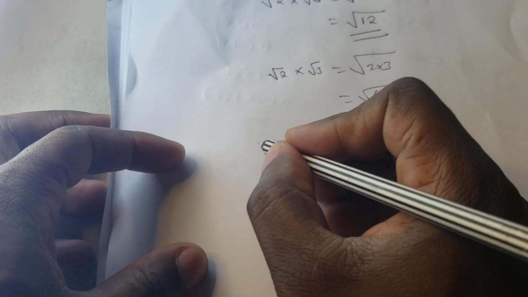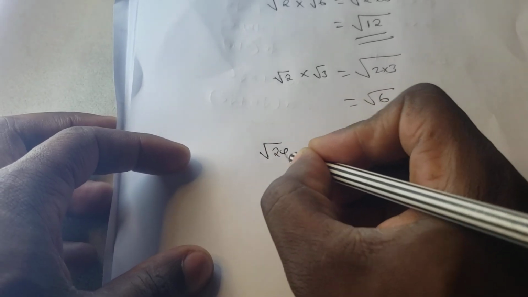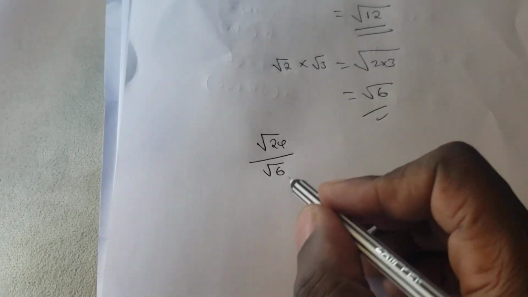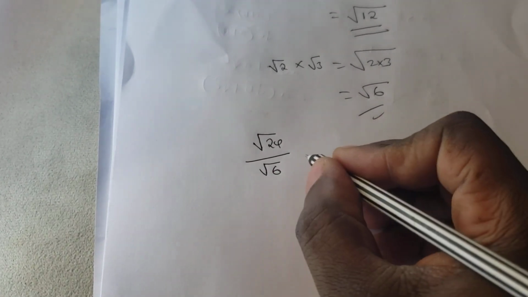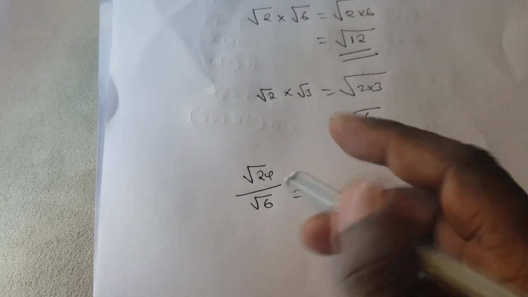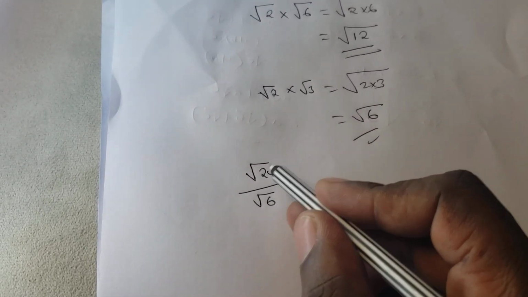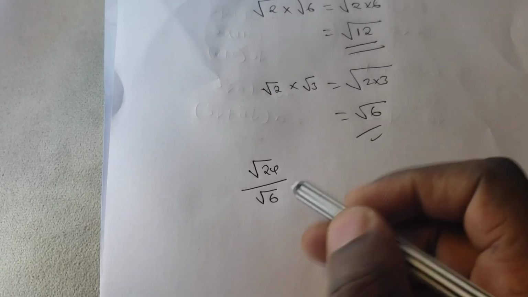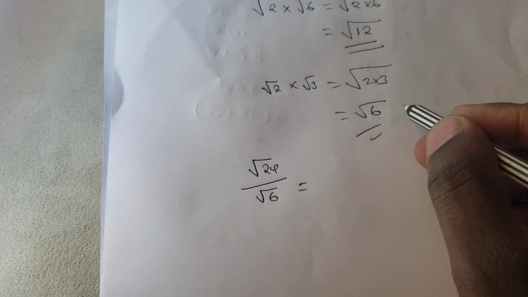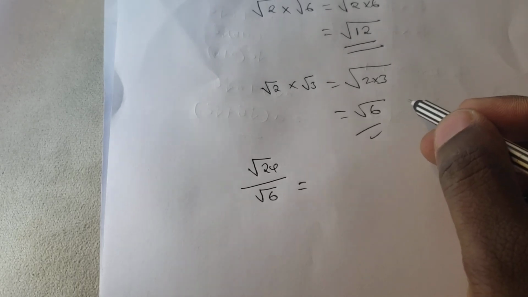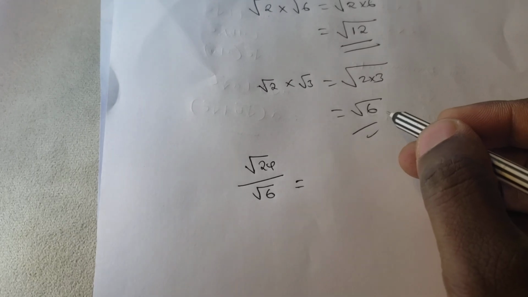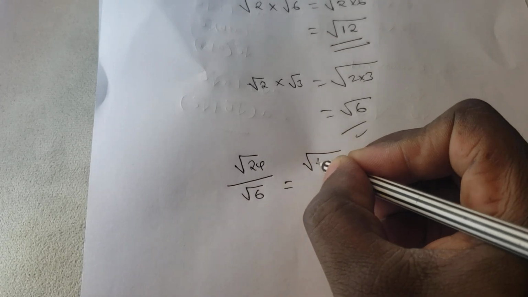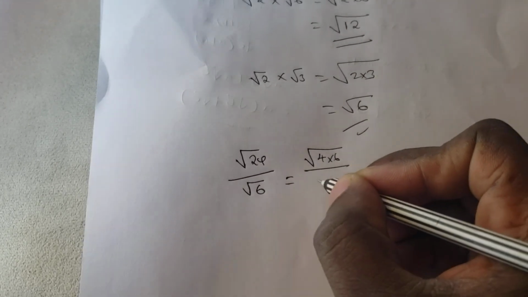Interesting. How about this one? Suppose we have root 24 over, now we are on division, root 6. How do we get to solve such? So, my good friends, we can find this one in 2 ways. Remember, we have said that this is 24, right? Then out of 24, we can get a 6, right? So, 6 times 4 will give us 24. So, we're going to get square root of 4 times 6 over root 6.